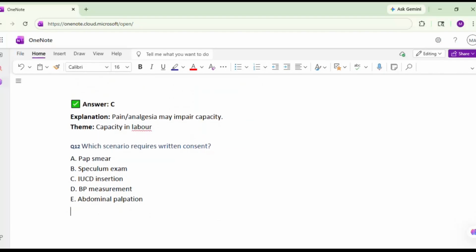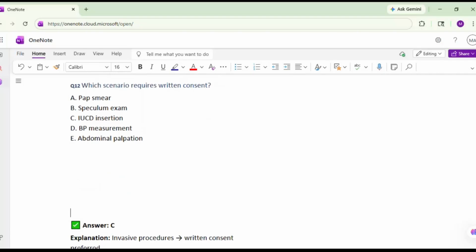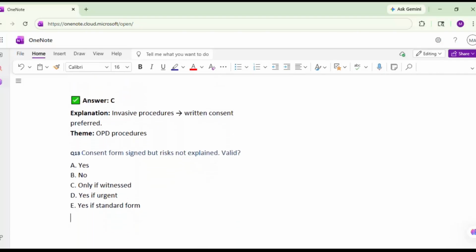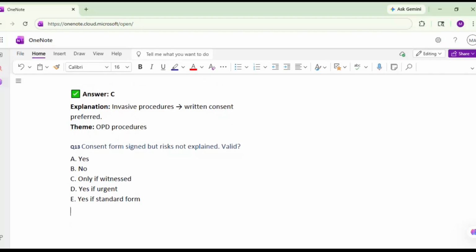Next. Which scenario requires written consent? A. Pap smear, speculum examination, IUCD insertion, BP measurement, abdominal palpation. So it is C, IUCD insertion. Yes, IUCD insertion is an invasive procedure, so written consent is preferred. Even if it is an OPD procedure, we still have to take written consent.